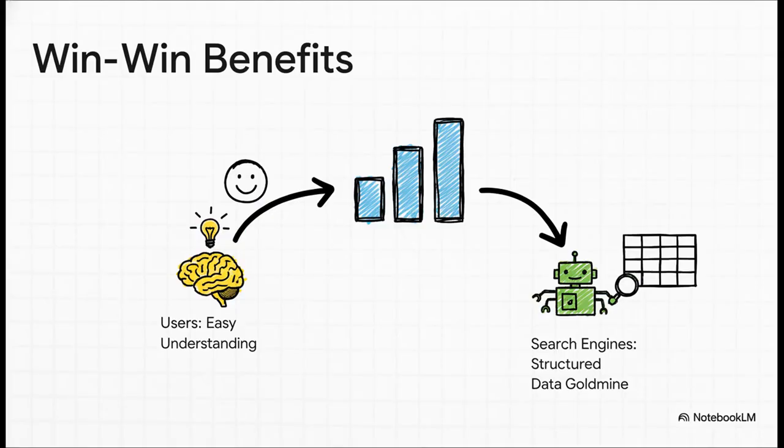So, here's the real magic. This has a 2-for-1 benefit. For your human readers, it makes the data way easier to understand. But for search engines, it's a goldmine. They can actually read and index the data from the chart, especially when you include that little data table the AI made. It's a total win-win for engagement and SEO.